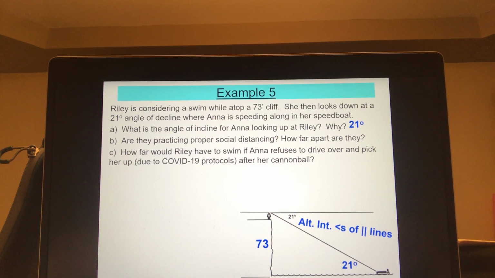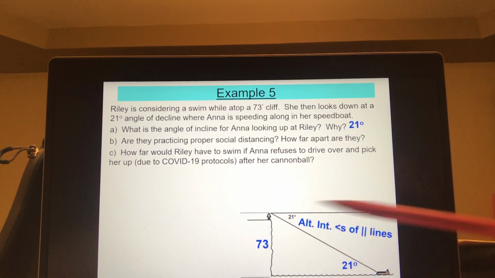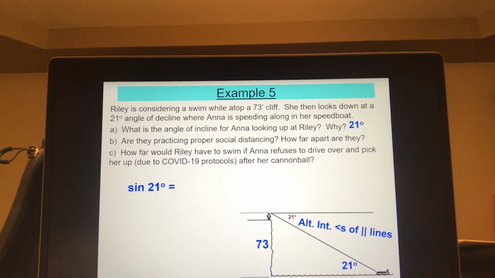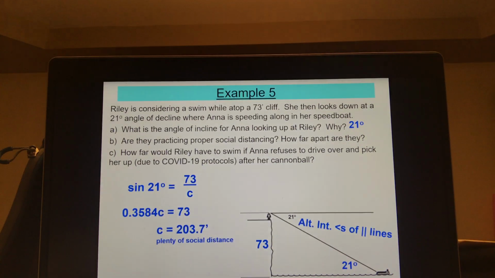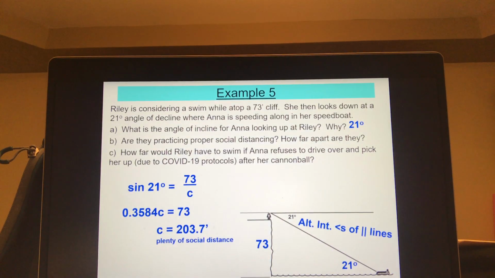So you're trying to find a value, I'm going to call it C for the hypotenuse. And you have an angle, and you have a height across from it. So opposite and a hypotenuse. So the sine of 21, and you could do this by drawing an altitude way over here as well and get the same type of triangle, a congruent triangle. There's your ratio. 73 divided by C should allow you to solve for that hypotenuse, how far apart Anna and Riley are. A little bit of calculation, and it should have ended up being a little over 200 feet, 203.7 feet, which is plenty of social distancing, so they are good citizens. They are doing their part.